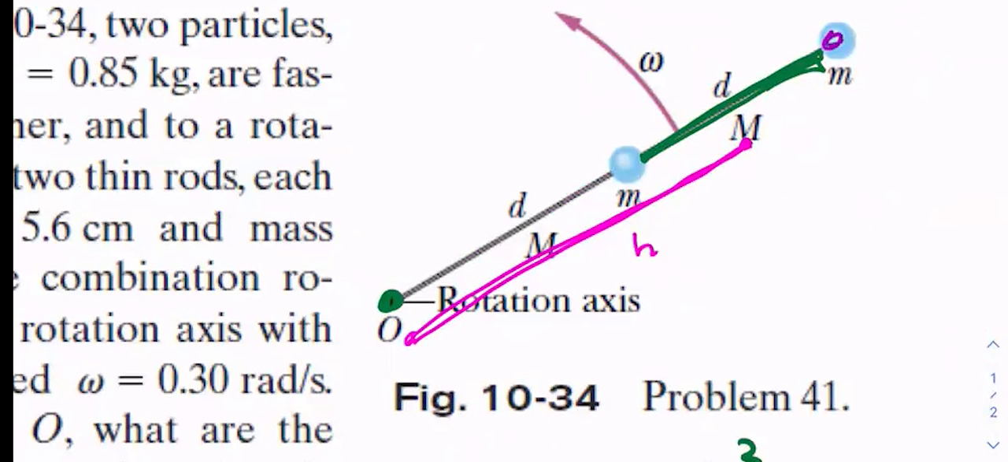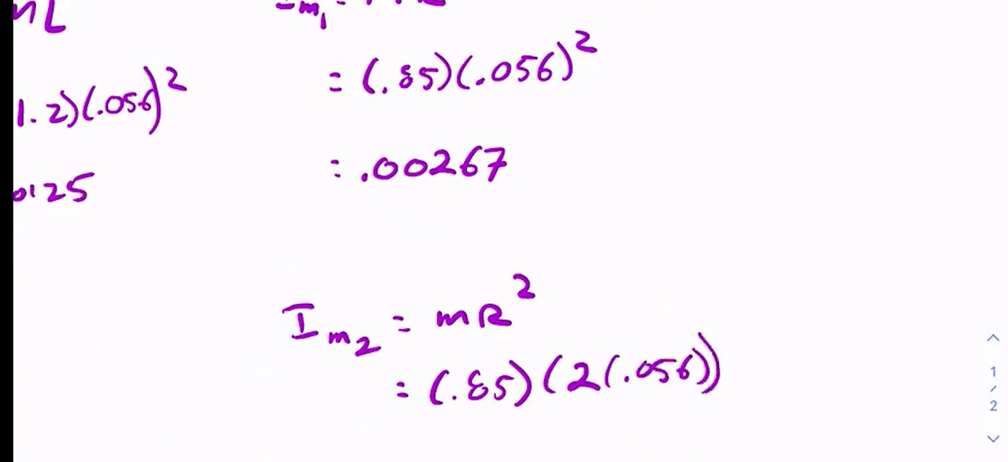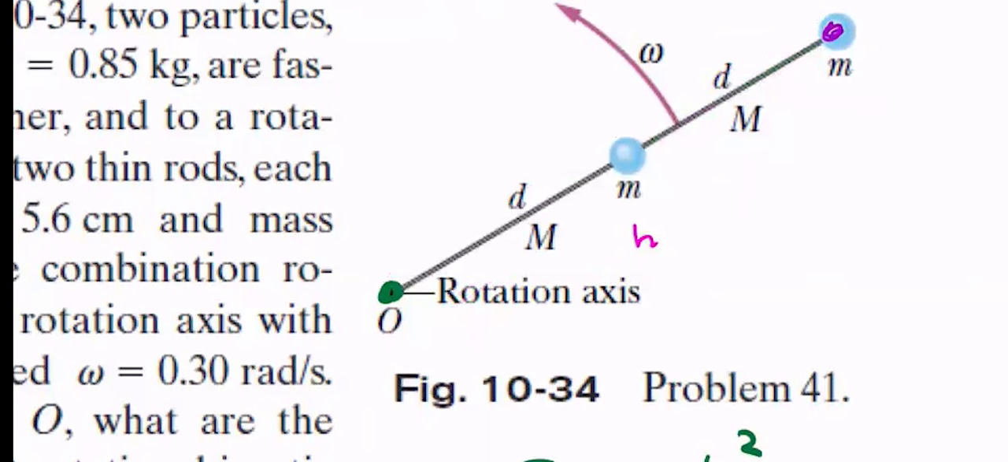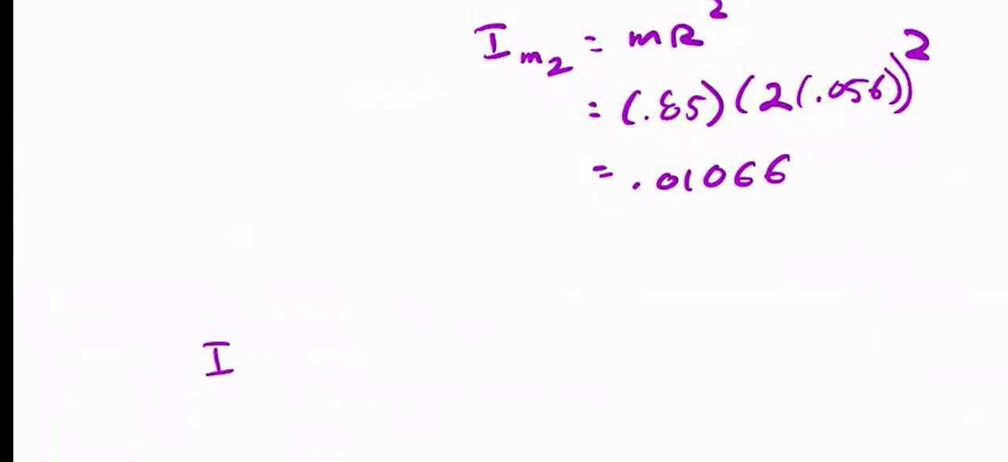The last thing that I need to find is the rotational inertia of the second mass that's hanging out on the end. There's my mass. There's r. So r is going to be 2d in this case. And I got 0.01066. Putting all of that together, I got the rotational inertia of rod 1, mass 1, rod 2, mass 2. Add up all those values, and I got the rotational inertia of the system. Units would be kilogram meters squared.